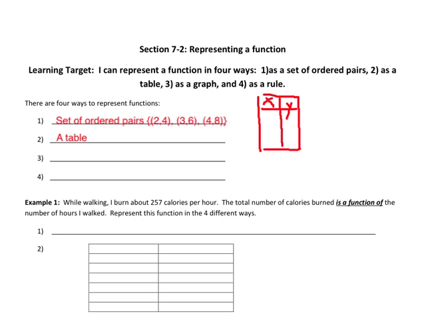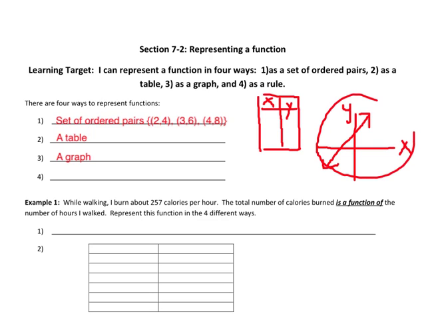The third way is as a graph. So I have an example right here of a graph. And the fourth way is as a rule. And another word for rule is equation. So I have here an example of a rule would be y equals 3x plus 2. So there are 4 different ways to represent functions, and we also have mappings that we discussed earlier, or we could put it all into words.